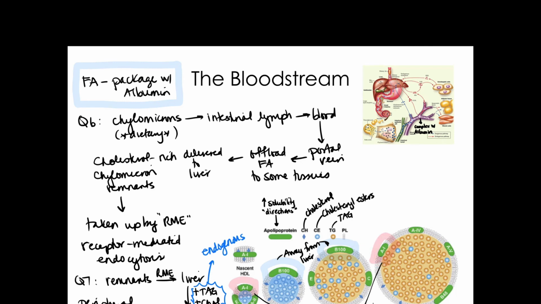So apolipoprotein A1 is what's going to direct things to the liver. B100 is what's going to direct things away from the liver and to peripheral tissues. VLDL stands for very low density lipoprotein, and that's because they're very full of lipids on the inside. Lipids are less dense than proteins, so this is very low density. As these guys deliver their triglycerides to peripheral tissues, they become LDL particles, which again are now only really full of cholesterol.